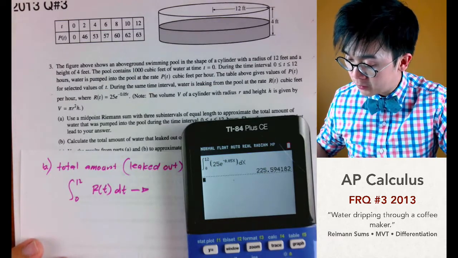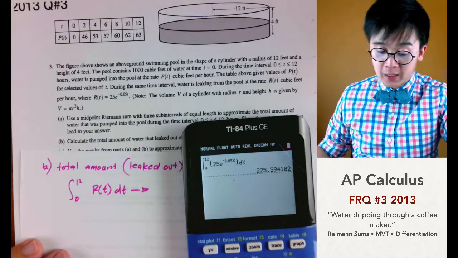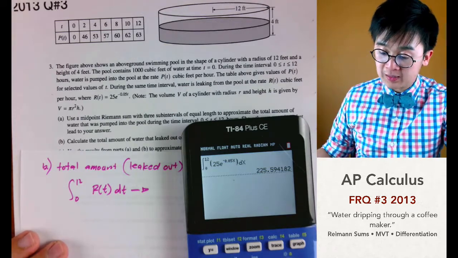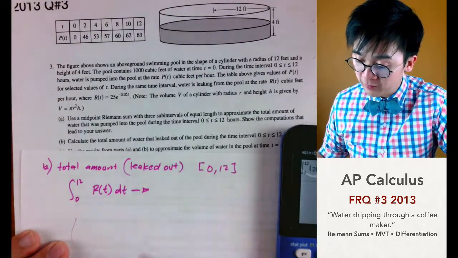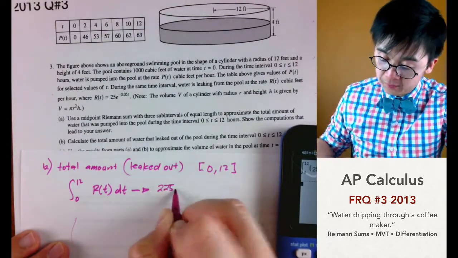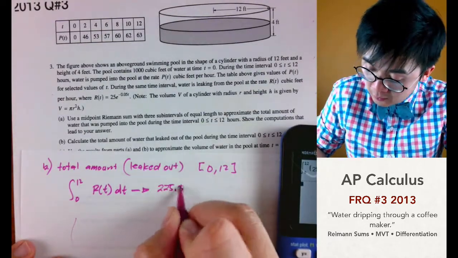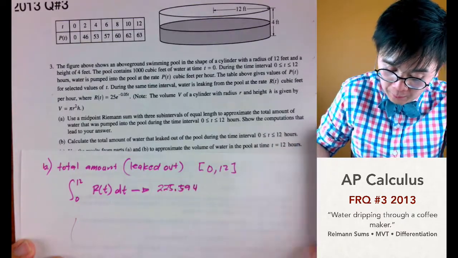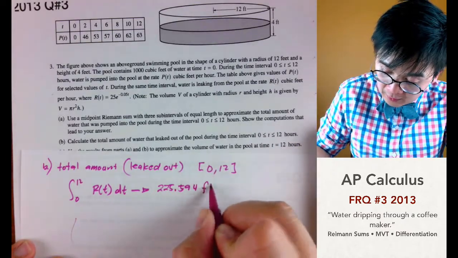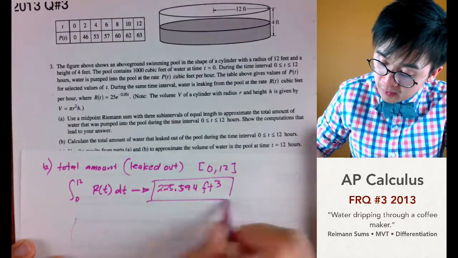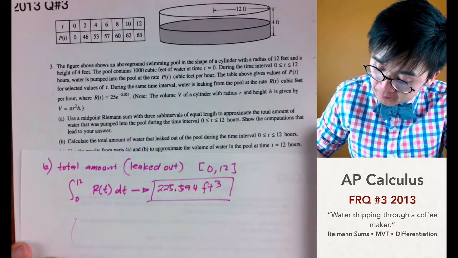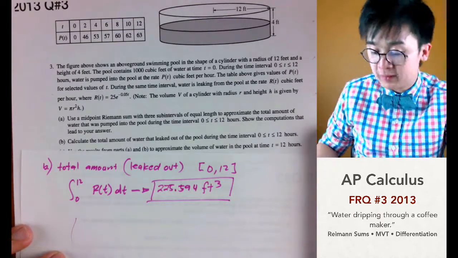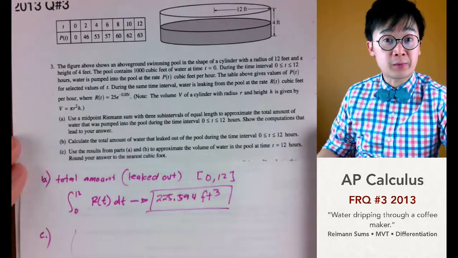And our calculator will generate the amount of water being leaked out, and that is 225.594. So we'll have 225.594, and it's going to be cubic feet, because that is the unit of measurement we're using for this particular problem.